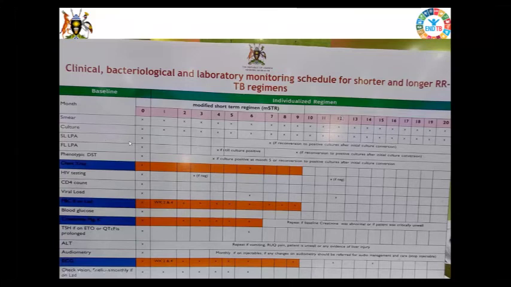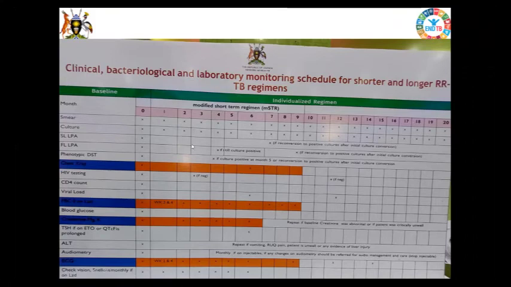We do second line LPA at baseline because we want to see if there is resistance to fluoroquinolones, which is a second line drug. We'd also do a DST on solid media, which may take maybe 3-4 months to return, to confirm that there's actually true MDR in terms of resistance to both pyrazinamide and isoniazid.